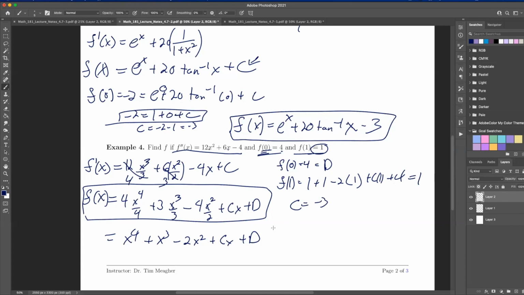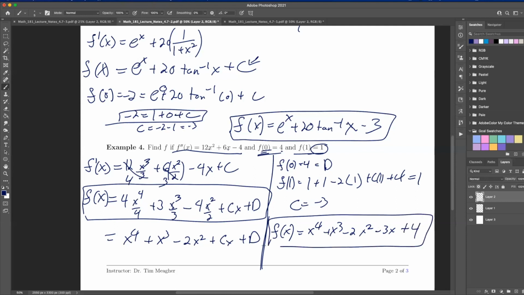I get this. So my actual answer here is f of x equals, I'll draw a little line, x to the fourth plus x cubed minus 2x squared. I know what c is. C is -3, so -3x. And I know what d is. D is 4. Okay? And so that's how you go through all that.